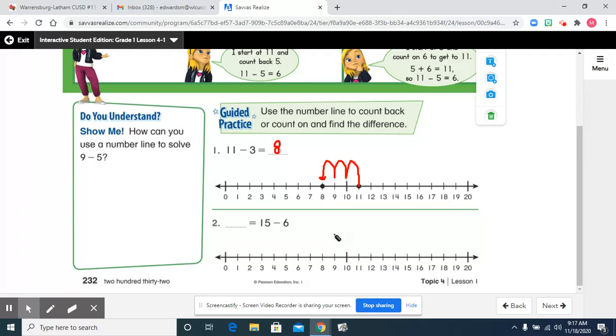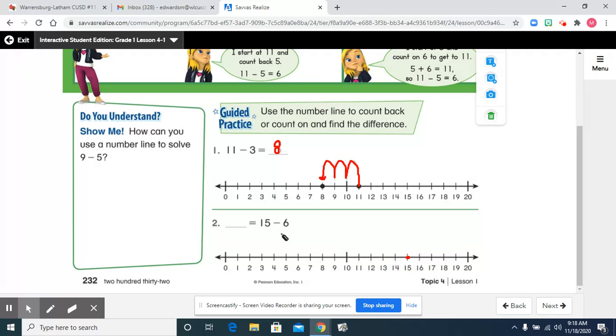So the number that we need to start on, usually with subtraction problems, you always want to start with the biggest number. Because if you don't start with the biggest number and you subtract, you're going to end up in the negatives. And we don't talk about negatives in first grade. So you always want to start with the biggest number when you subtract. And if you look at this equation, 15 is the biggest number. So put a dot on 15.